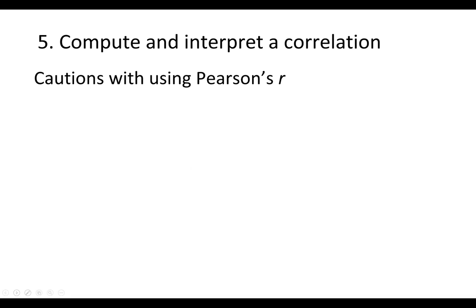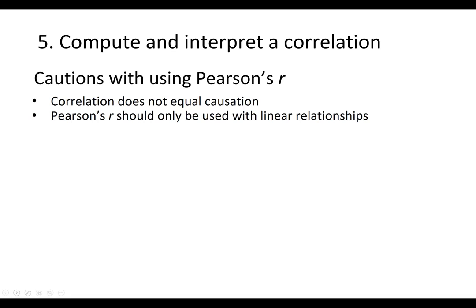Here are a few cautions with using Pearson's r. Some of these are common misconceptions or common mistakes. Correlation does not equal causation. A strong relationship between x and y does not mean that x causes y. We learned a bit about this in lesson 1. In order to make a causal conclusion, we need to have a well-designed experiment.